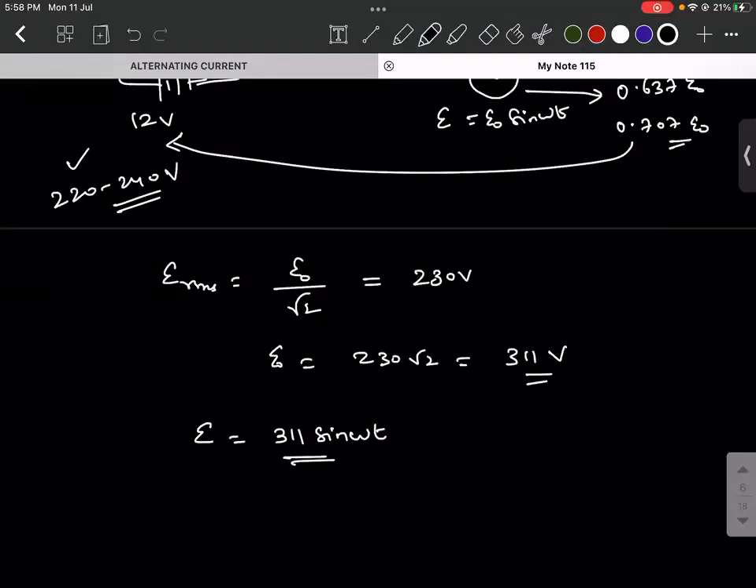Sir, you told that the significance is that if we replace the AC with DC, it should be the RMS or average value? Which one? RMS. Okay. So make a note of it.